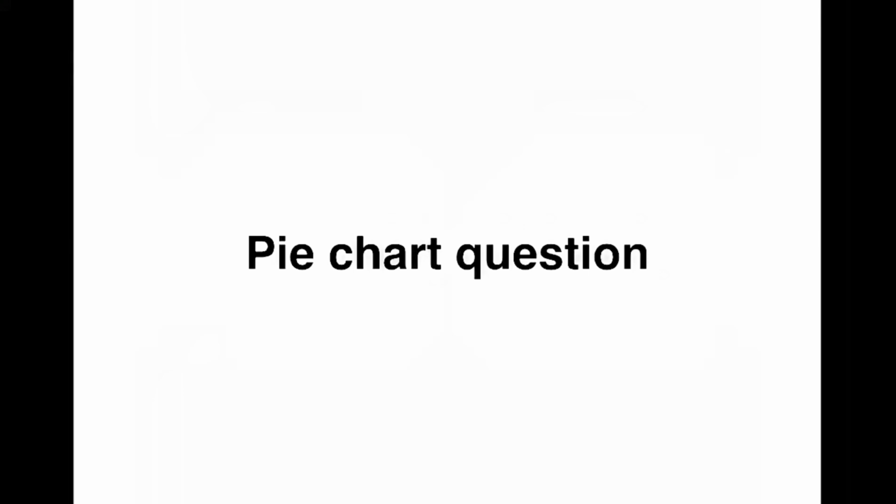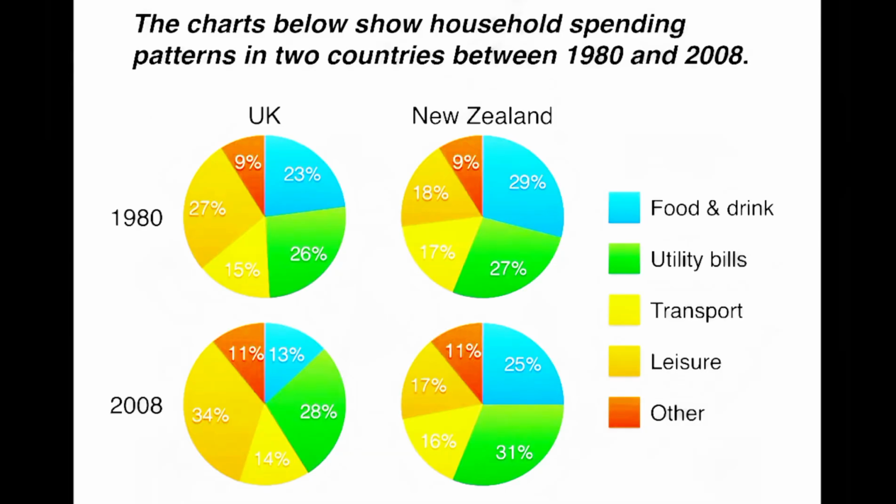Here's the question that I'm going to use. The charts below show household spending patterns in 2 countries between 1980 and 2008. So household spending patterns means the money spent by people living in one house, an average house. We've got the 2 countries, UK and New Zealand, and on the left you can see 1980 and 2008. And the spending is in 5 categories. We've got spending on food and drink, utility bills, transport, leisure and other.